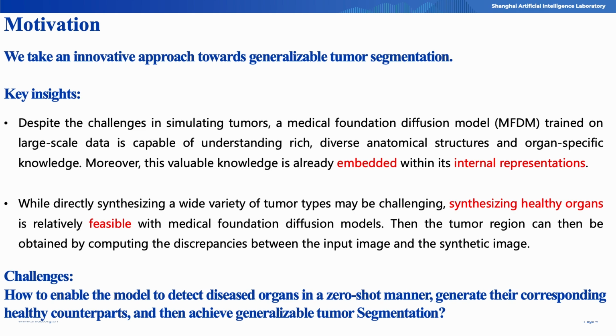Our key insight is that despite the challenges in simulating tumors, a medical foundation diffusion model, MFDM, trained on large-scale data, is capable of understanding rich, diverse anatomical structures and organ-specific knowledge. Moreover, this valuable knowledge is already embedded within its internal representations. While directly synthesizing a wide variety of tumor types may be challenging, synthesizing healthy organs is relatively feasible with medical foundation diffusion models. The tumor region can then be obtained by computing the discrepancies between the input image and the synthetic image. Thus, the crux of the issue becomes how to enable the model to detect diseased organs in a zero-shot manner, generate their corresponding healthy counterparts, and then achieve generalizable tumor segmentation.